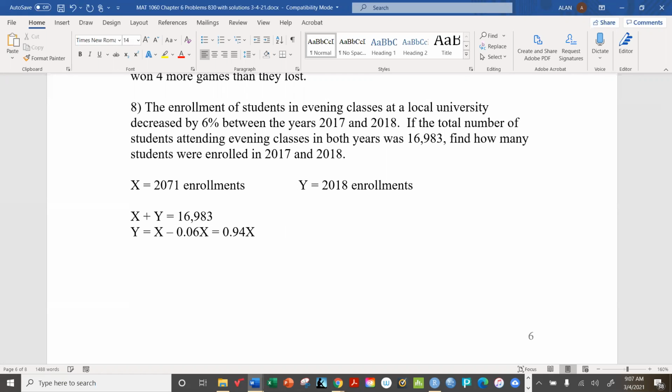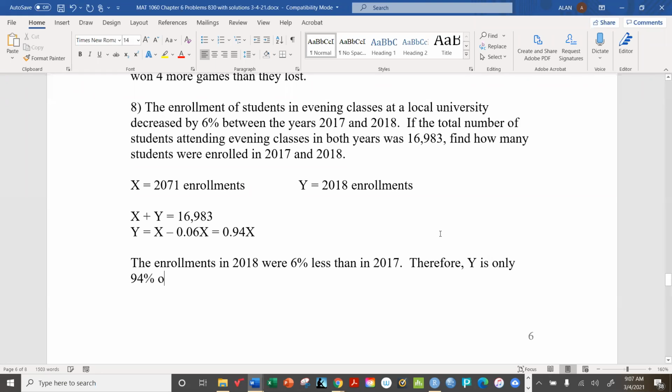0.94X. So what happened here is that the enrollment in 2018 was 6% less than in 2017. Actually, I'll put this down here. Therefore, Y is only 94% of X, or Y equals 0.94X. Okay, so that's how that worked out.